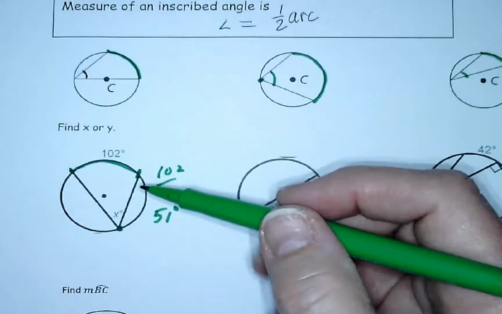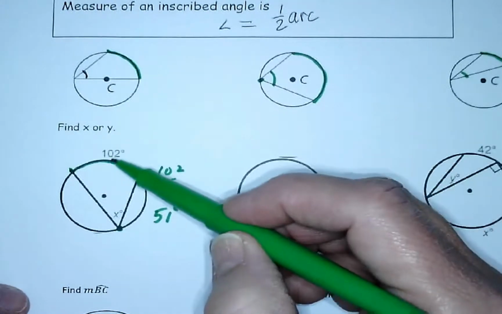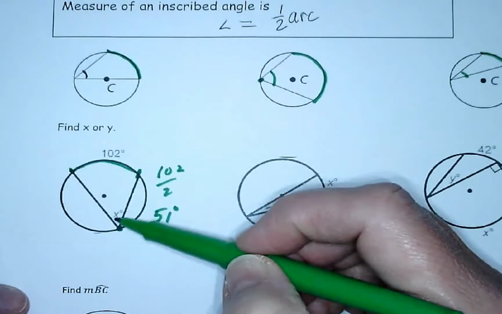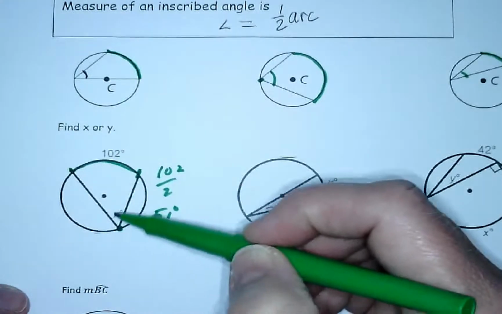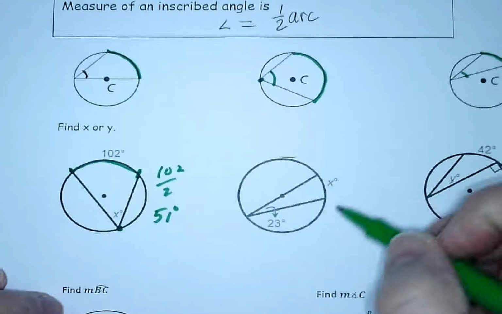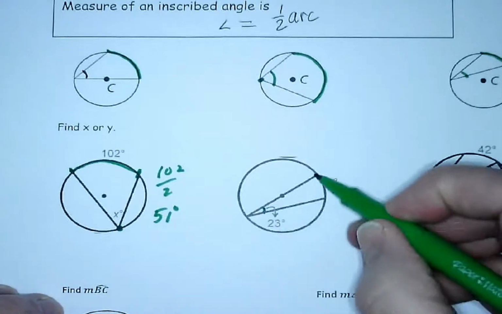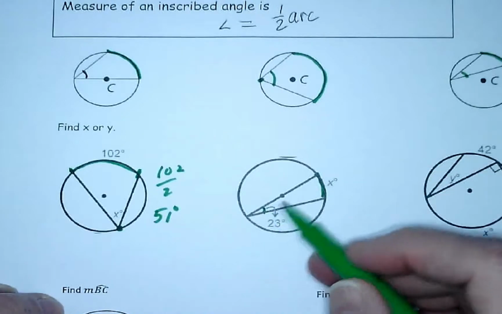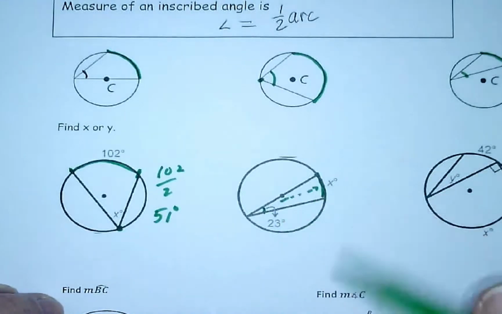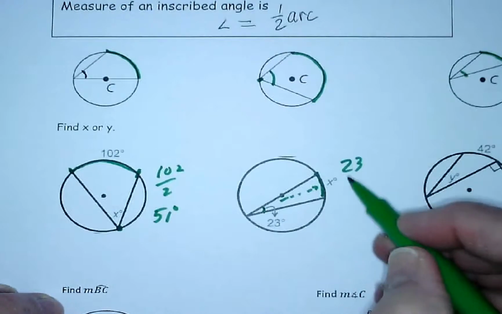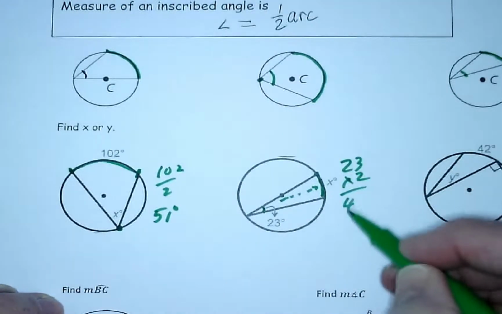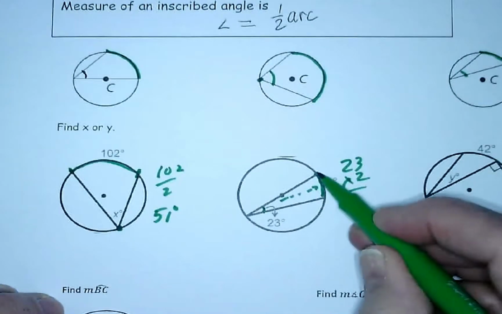How do I know if I'm going to multiply by 2 or divide by 2? I'm going to go in from the outside. I'm moving in, so I got to make it smaller. I'm going to divide. Here's just the opposite. Here's my angle. Here's my arc. If I know the angle is 23, as I move out, it's going to get bigger. So I can take 23 times 2 to get 46 degrees for this arc right here.